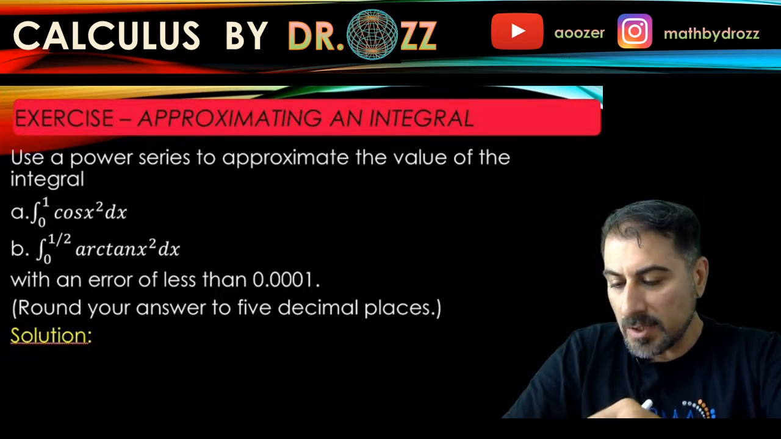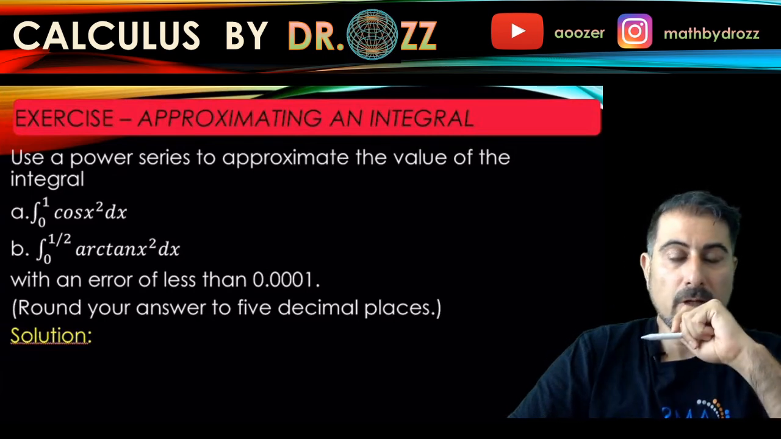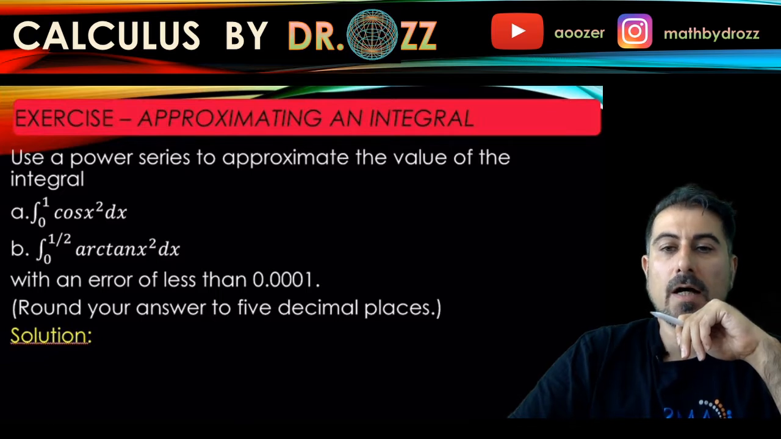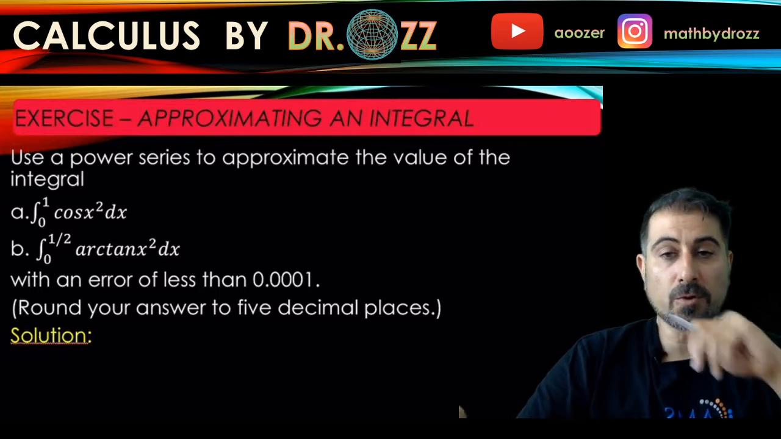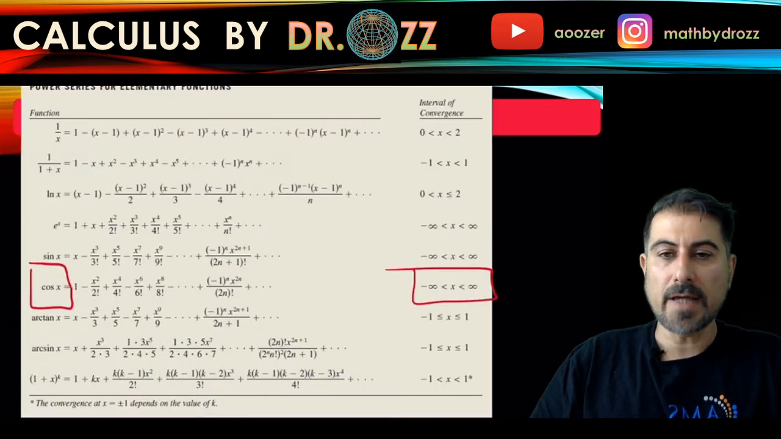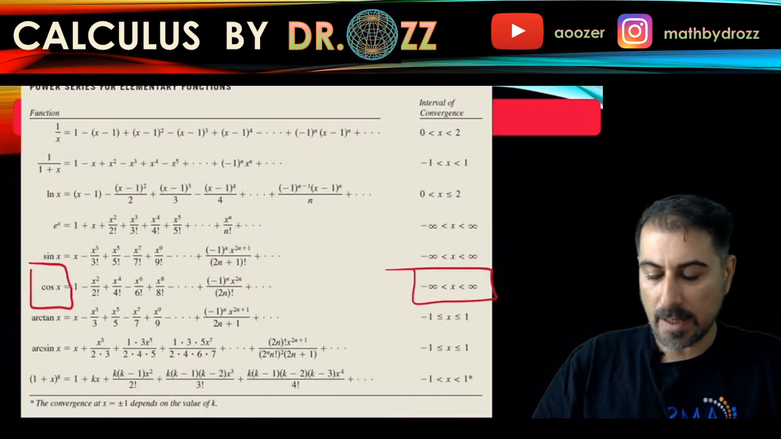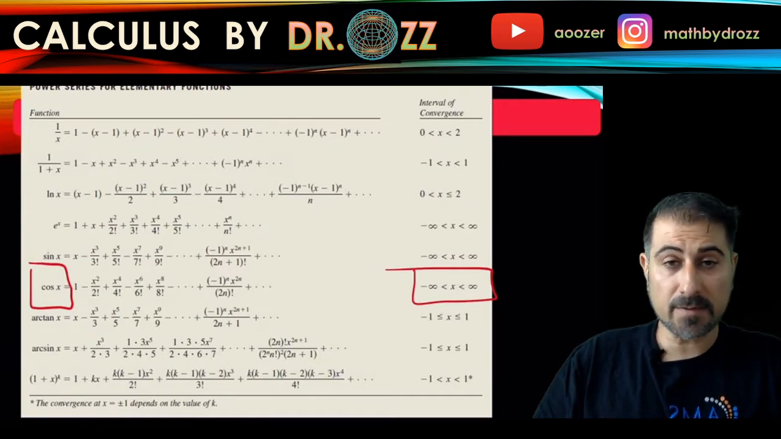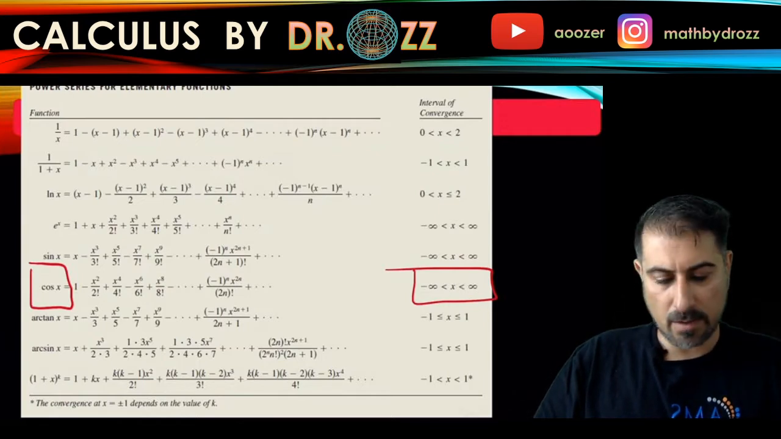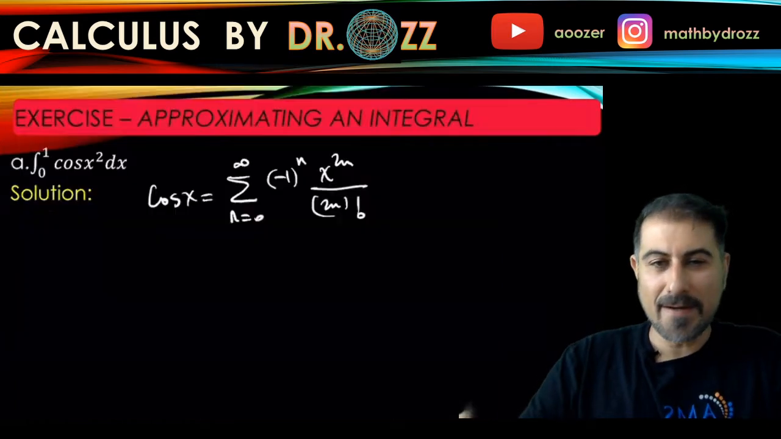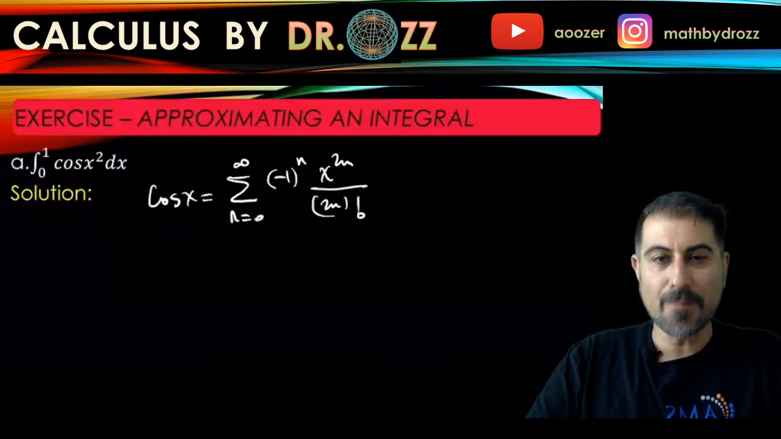So what we can do is go back to our power series table for elementary functions and grab the power series representation for cosine x to start with. And here we go. We have cosine x represented by its power series, and the interval of convergence is for all x, minus infinity to infinity. Let's just copy that down back to our problem.